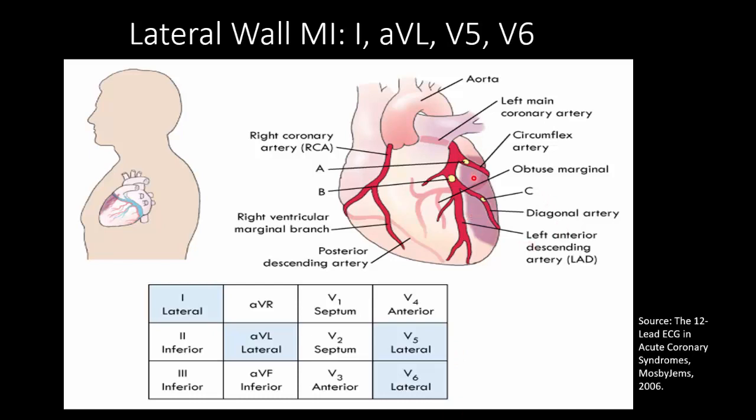So if you notice here, your lateral wall MI: 1, AVL, V5, and V6. Again, just as a reminder, lead 1 and AVL, that's going to be your high lateral. V5 and V6, that's low lateral. So in this case, you've got your circ and one of your diagonal arteries here, which are bifurcating off of the left anterior descending.